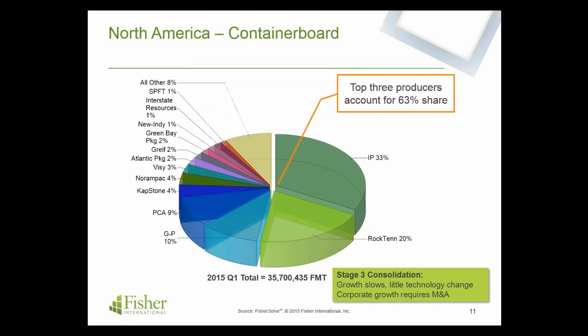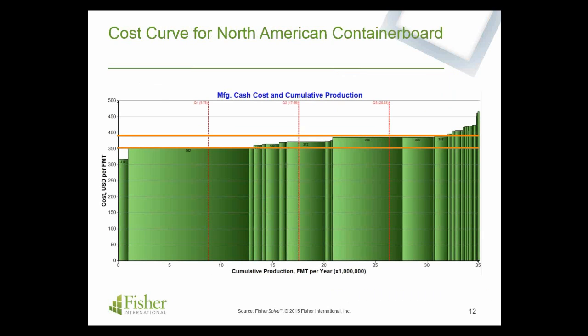So in containerboard, we look at market share distribution, and we can see that the top 3 shareholders have 63% share, and according to our chart earlier, that puts it in stage 3 consolidation. And we might agree with that. It's a fairly slow growth, flat market. There's very little breakthrough technology in that market, so corporate growth requires merger and acquisition activity, as witnessed by the combination of companies that we have seen over the years. And that's really driven by cost reduction.